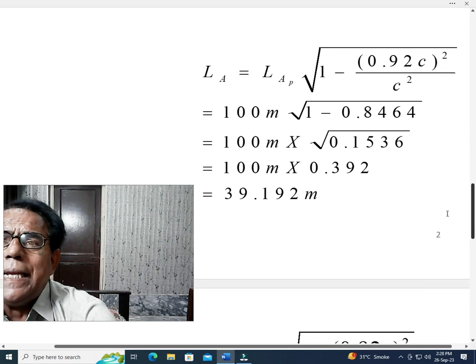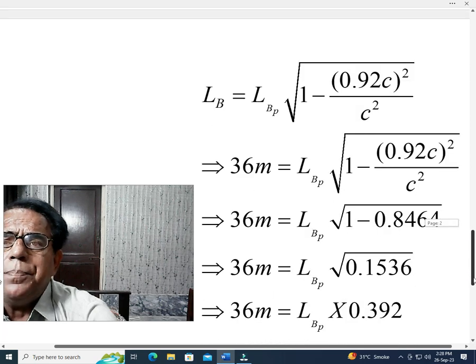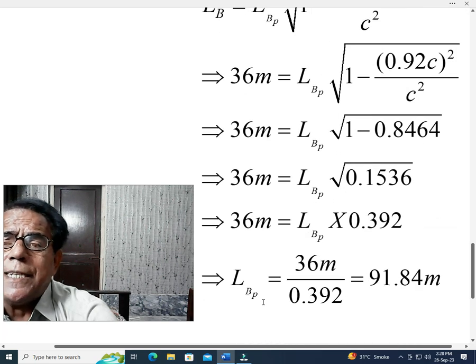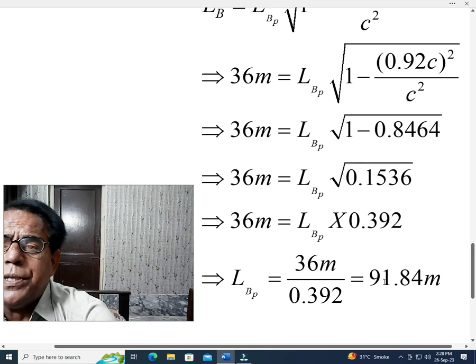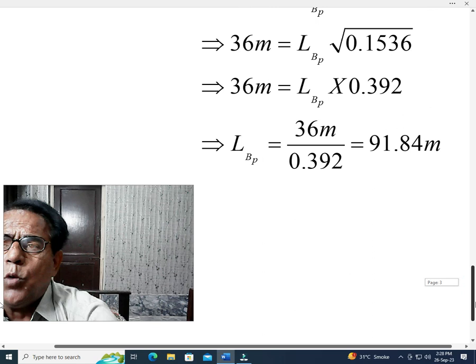Hence we have calculated both values. L_A becomes equal to 39.192 meters, and L_BP, that is the proper length of B, is equal to 91.84 meters. And this is the end of our problem.